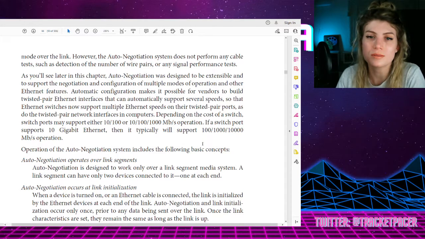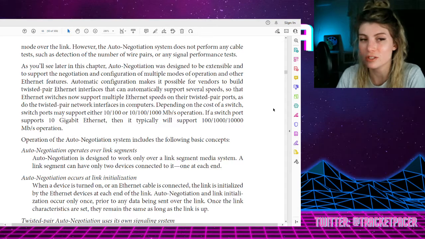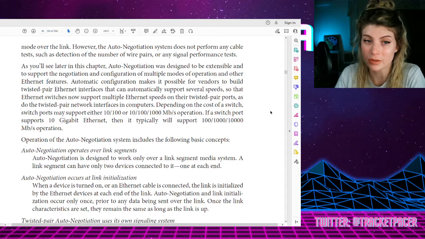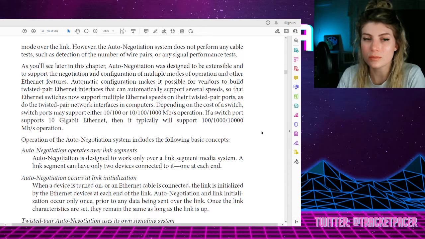However, the auto negotiation system does not perform any cable tests, such as detection of the number of wire pairs or any signal performance tests. Auto negotiation was designed to be extensible and to support the negotiation and configuration of multiple modes of operation and other Ethernet features. Automatic configuration makes it possible for vendors to build twisted pair Ethernet interfaces that can automatically support several speeds, so that Ethernet switches now support multiple Ethernet speeds on their twisted pair ports, as do the twisted pair network interfaces in computers.